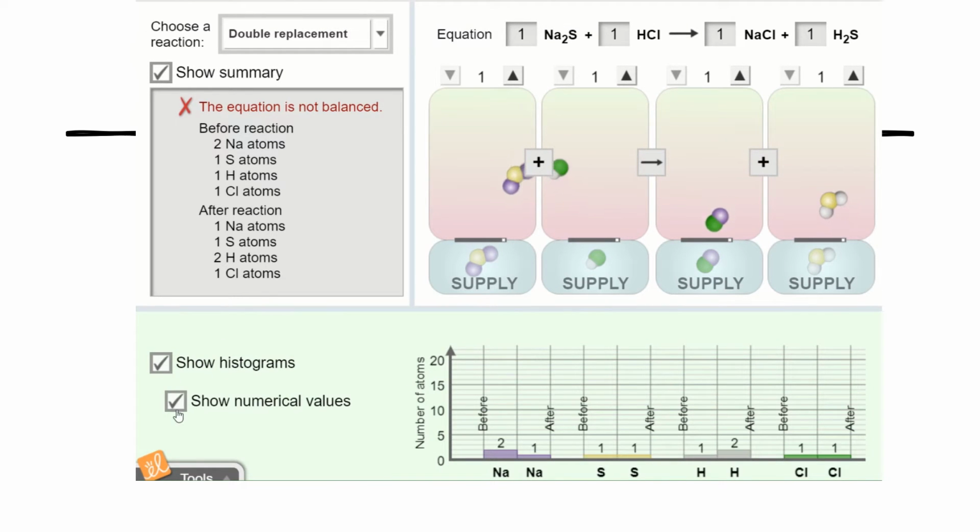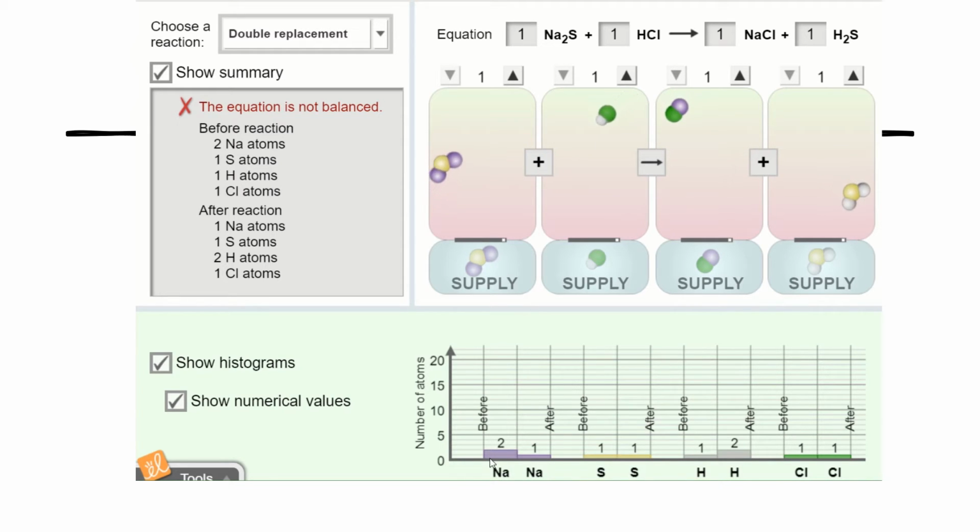All right, here we go. Let's show our histogram and let's look. So remember, this is the same as making a list in a table and seeing what is balanced and what is not. So you can see I would not start with sulfur, I would not start with chlorine, I would either start with hydrogen or with sodium. So let's just start with sodium and see what happens.